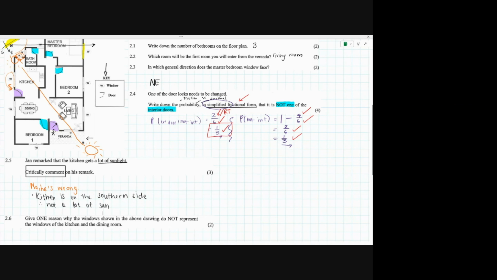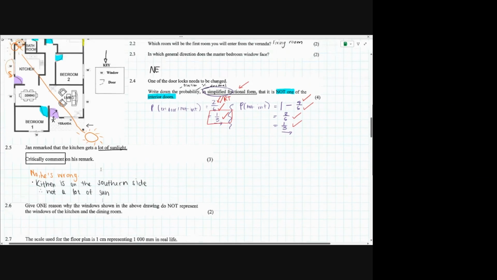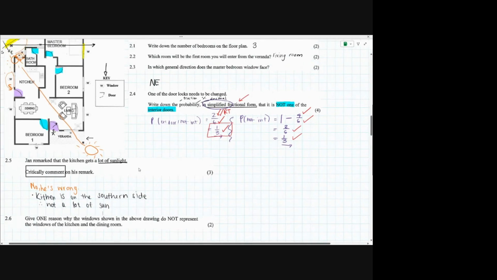All right, 2.6 asks, give one reason why the windows shown in the above drawing do not represent windows of the kitchen and dining room. Okay, so we're just going to read that sentence again. Give one reason why the windows shown in the above drawing do not represent the windows of the kitchen and the dining room. Okay.